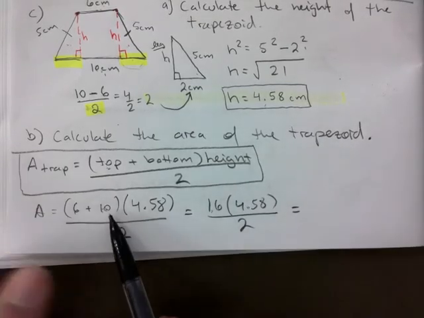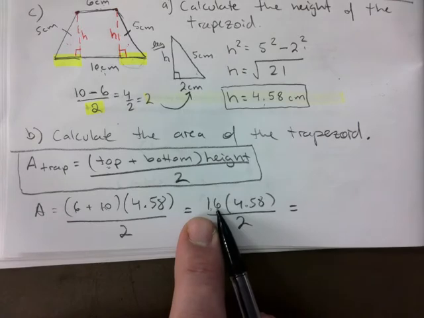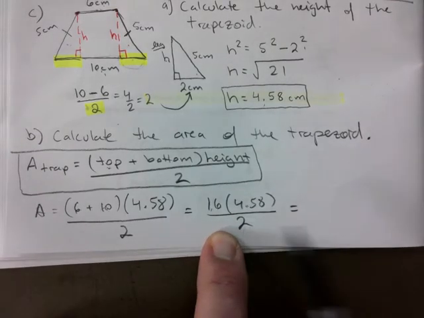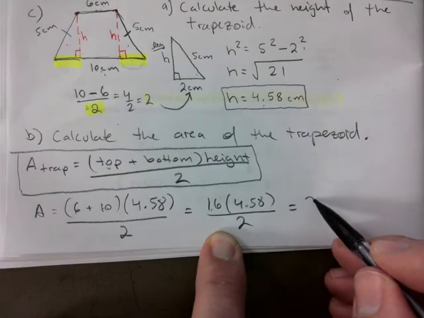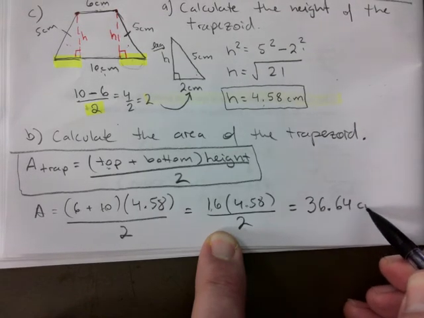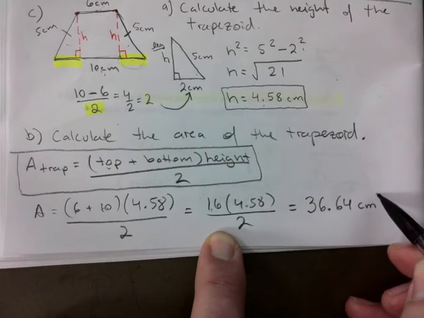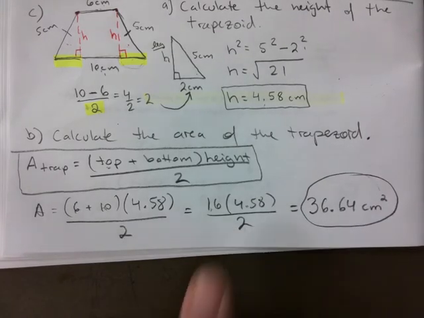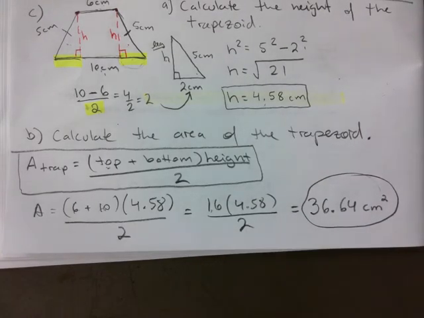Then once you figure out that this is 16, you multiply and divide by 2, which gives you 36.64, and we are in centimeters. Area is always in squared units, right? That would be the area of this particular trapezoid.